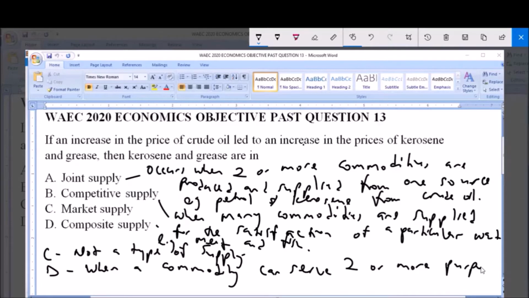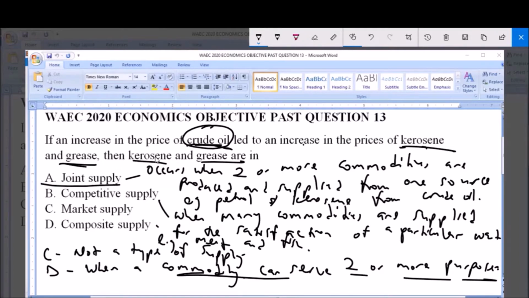Now, from what we have seen in the question, the increase in price of crude oil led to an increase in prices of kerosene and grease. Now kerosene and grease are both obtained from crude oil. That means kerosene and grease are gotten from the same source or the same raw material, and that is what we saw when we looked at joint supply. So option A, joint supply, is the correct answer to this question.